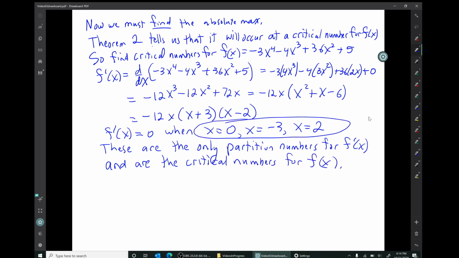So there are the critical numbers for f of x. We found f prime, we set f prime equal to 0, and solved for x. We found those 3 x values. Now, what do we do with these? Well, we know that there's going to be a max, and it has to occur at one of these x values. So we just simply find the y values at these x values and see which one is the biggest. We'll do that on the next page.